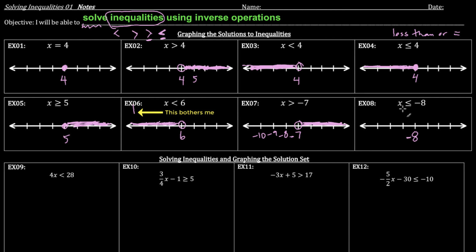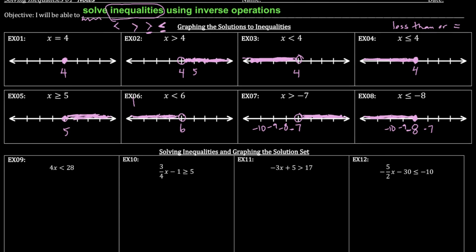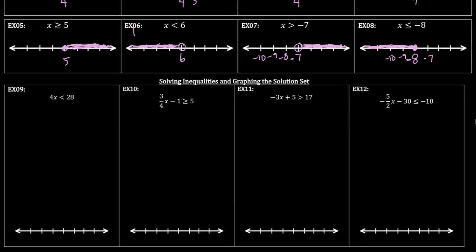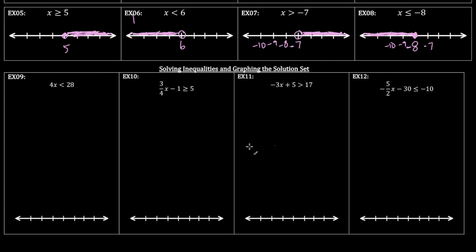Okay? x is less than or equal to negative 8. So negative 8, negative 9, negative 10. That would put negative 7 over here. So it's less. Less is to the left. So can x be negative 8? Yes, because it can be equal to. And then it's going to have to be less. Any number over here.